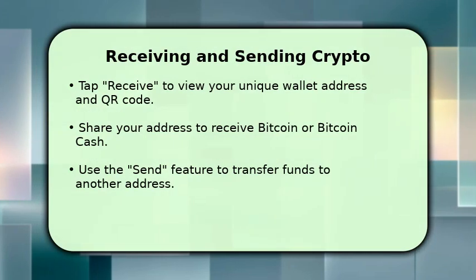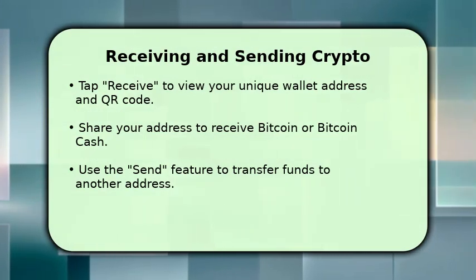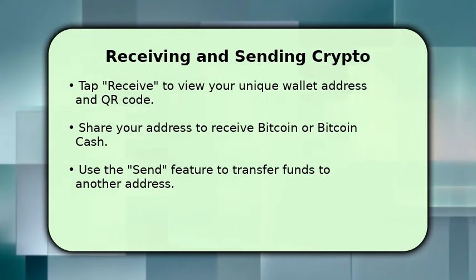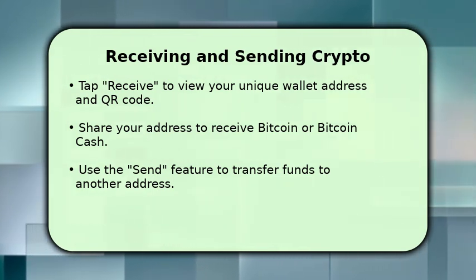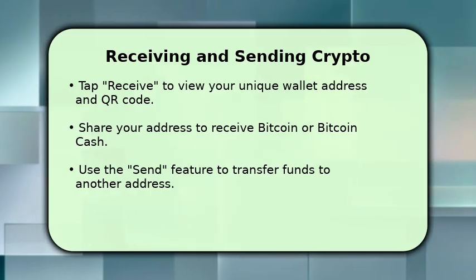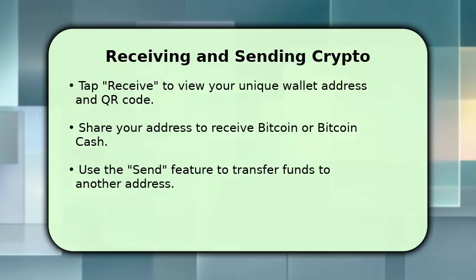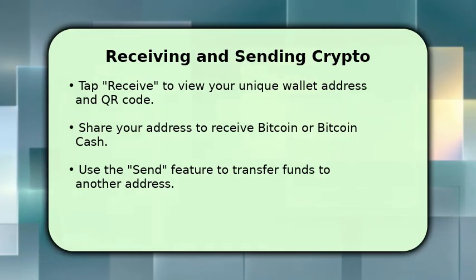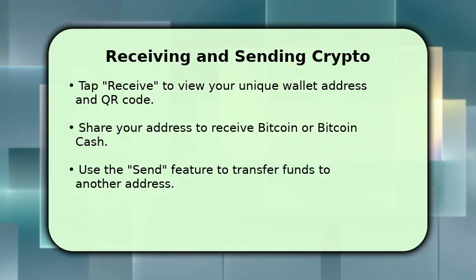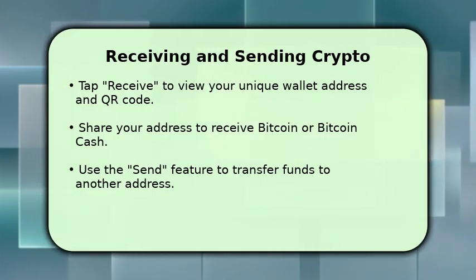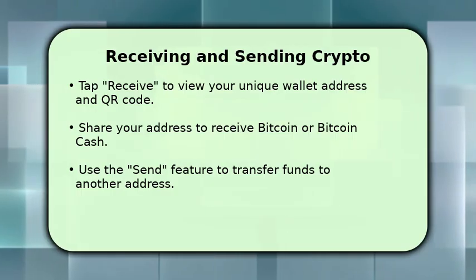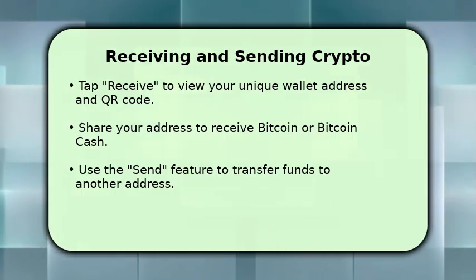With your wallet set up, you're ready to receive and send funds. To receive, simply tap the Receive button. You'll see your unique wallet address and a QR code. Share this with anyone sending you Bitcoin or Bitcoin Cash. To send, tap Send. Enter the recipient's address, the amount, and confirm. Always double-check the address before confirming any transaction to ensure your funds go to the correct destination.